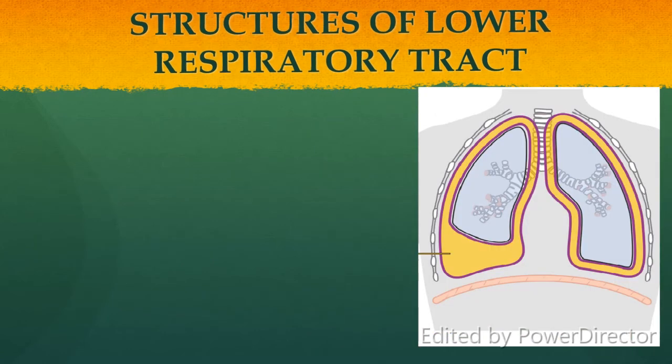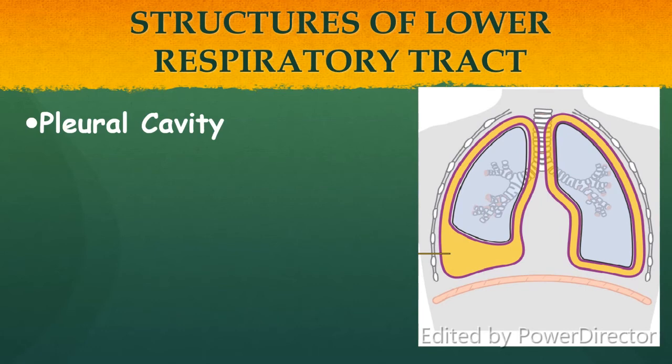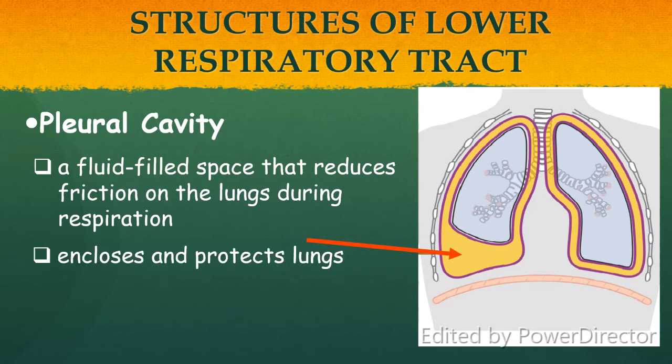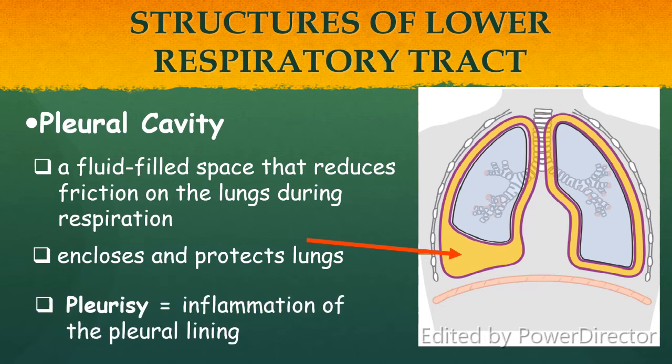The next structure is the pleural cavity. It is a fluid-filled space that reduces friction on the lungs during respiration. It encloses and protects the lungs. It protects us from directly damaging our lungs when an accident happens. Pleurisy is the inflammation of the pleural lining.